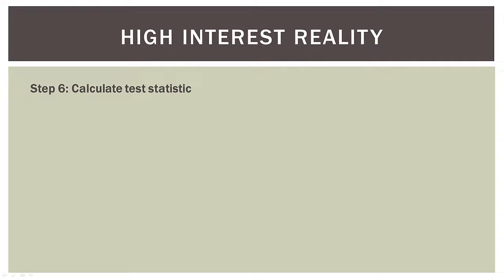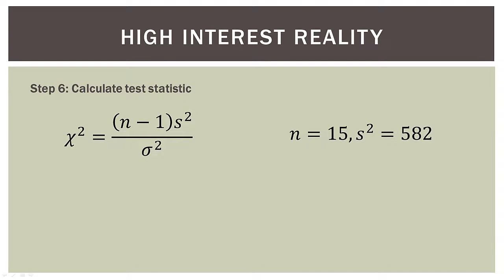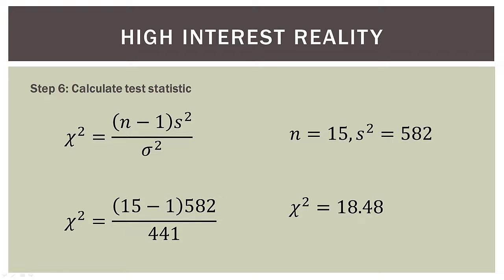Let's go ahead and calculate our actual test statistic. Here's our chi-square expression, and here is our data over here on the right. Here we have 15 minus 1, so that's 14, times 582, that's our sample variance, and then 441 is our hypothesized variance. Now in some cases that will be unknown, but in this case, because we're testing it against a hypothesized variance, it is known. I want to be clear there. Our hypothesized variance is 441. Now we do that calculation, and we come up with a chi-square value of 18.48.